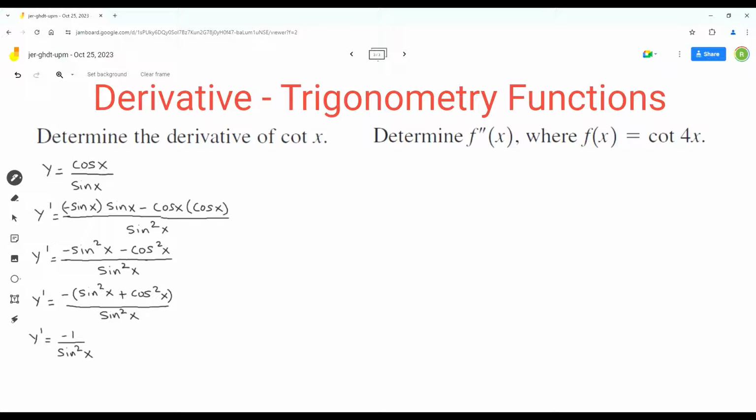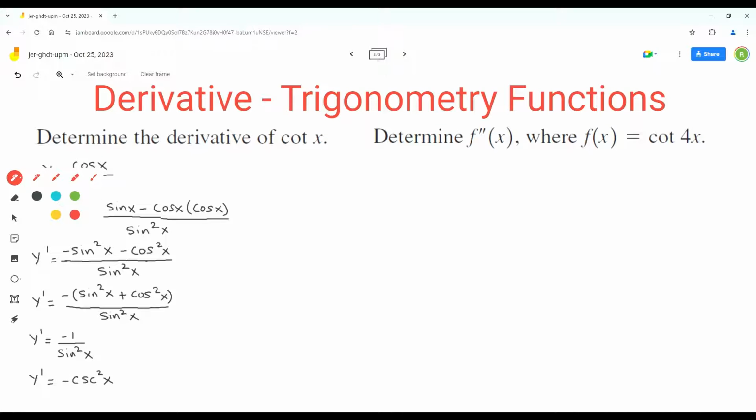Now we can change 1 over sine square x into cosecant square x because cosecant is the reciprocal ratio for sine. So we get negative cosecant square x. So this is the derivative of cotangent x.